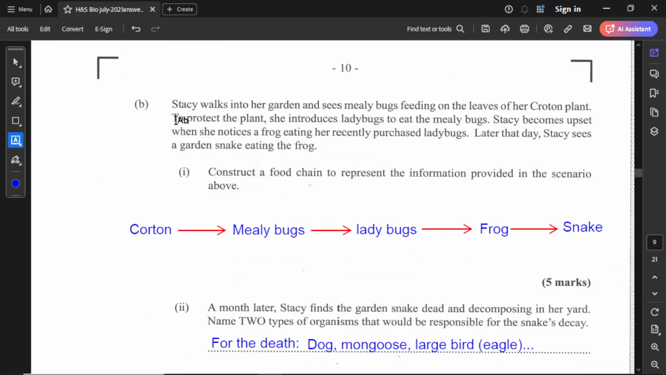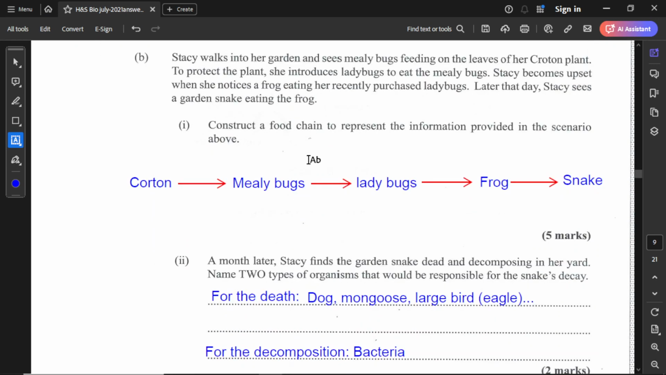All right, and so for part B, it says Stacy walks into her garden and sees mealybugs feeding on the leaves of her cotton plant. To protect the plant, she introduces ladybugs to eat the mealybugs. Stacy becomes upset when she notices a frog eating her recently purchased ladybugs. Later that day, Stacy sees a garden snake eating the frog. So there's a whole lot of eating between organisms. All right, so let's see what they ask us here.